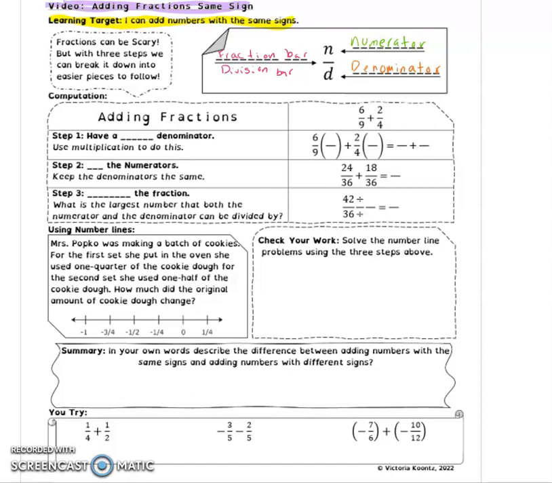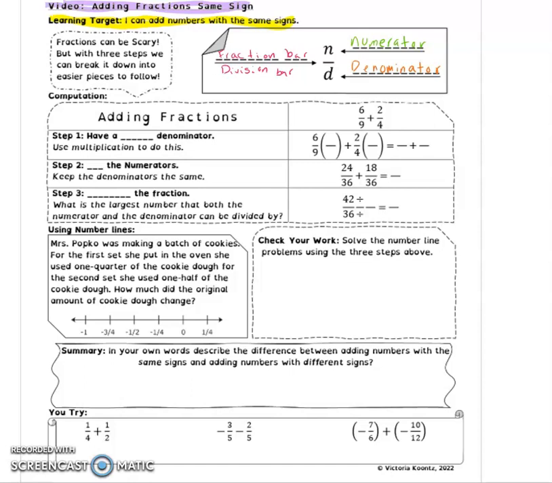The top is called our numerator. The bottom is called our denominator. And then that little bar in the middle or the little line in the middle is called our fraction bar. Some people call it the division bar. And it's just important to know the vocabulary words for numerator and denominator. It's just the top number and the bottom number. What's happening on the top, what's happening on the bottom.